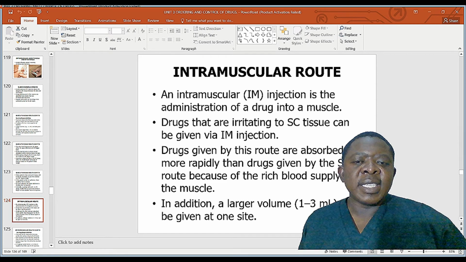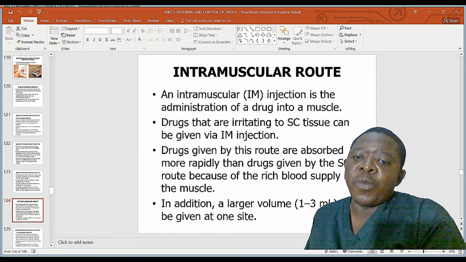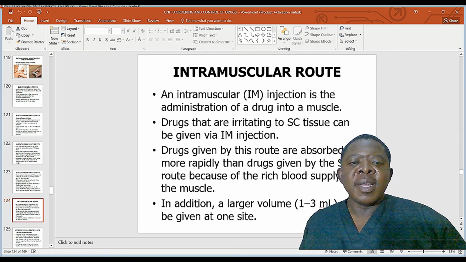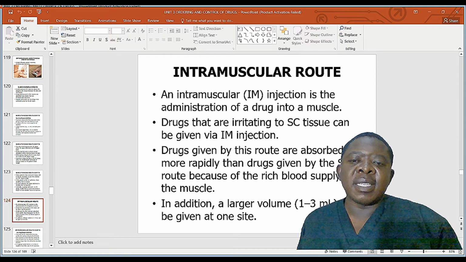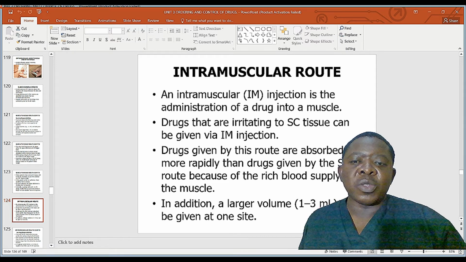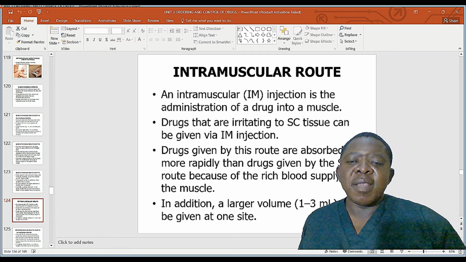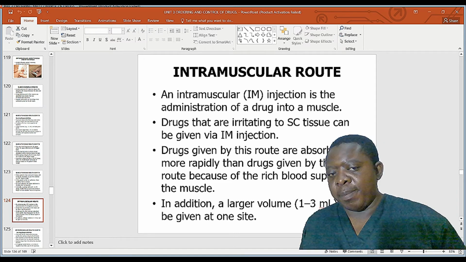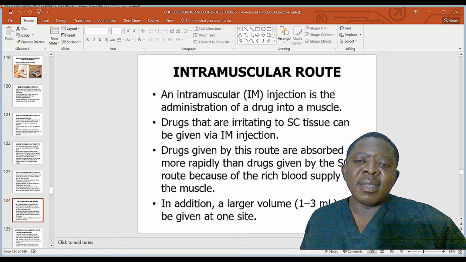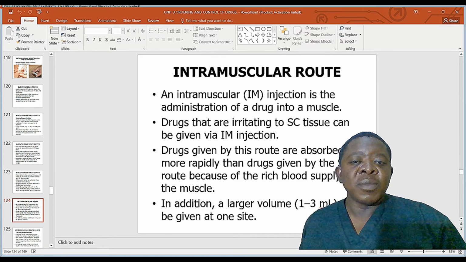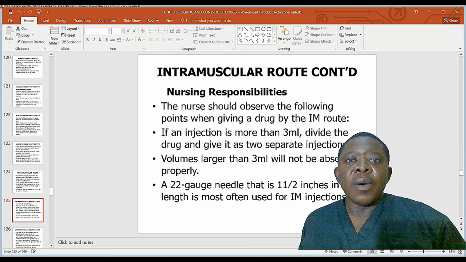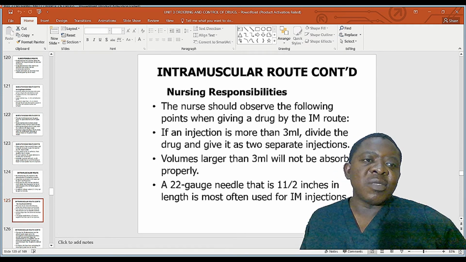In addition, a larger volume of 1 to 3 ml can be given at one site. That gives it an advantage compared to the subcut, where you can give a volume of 0.5 to 1 ml. Anything more than that, you have to give at two sites. But for intramuscular, you can give 1 to 3 ml on one site. Okay, so now let us look at the nursing responsibility.